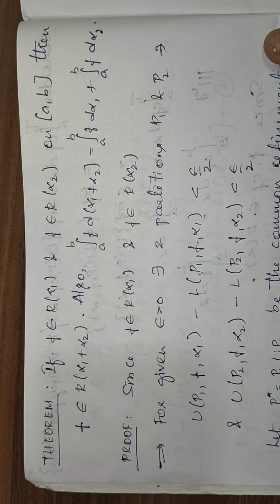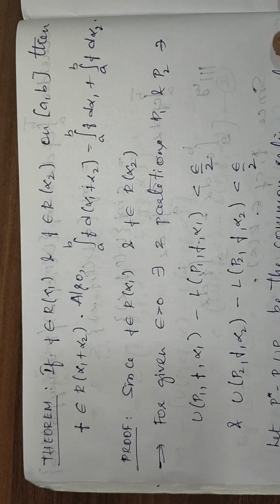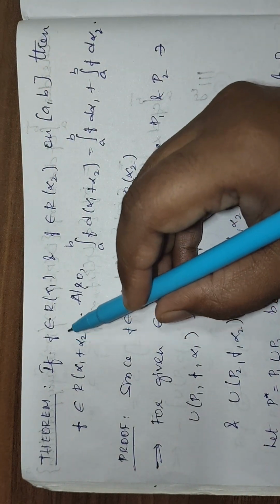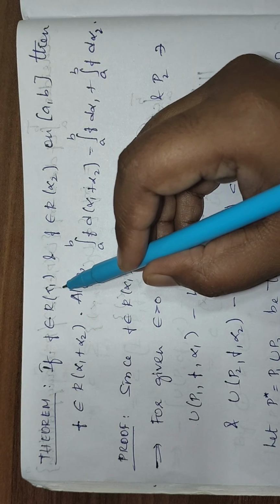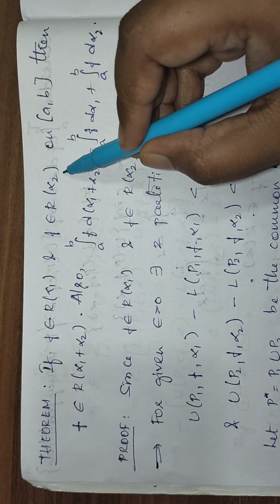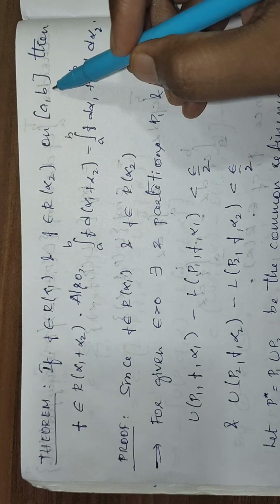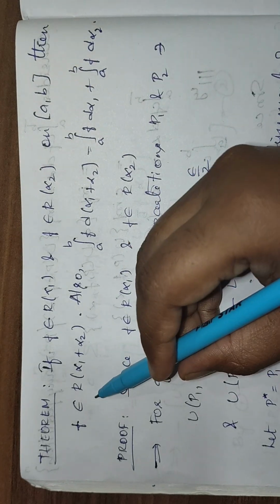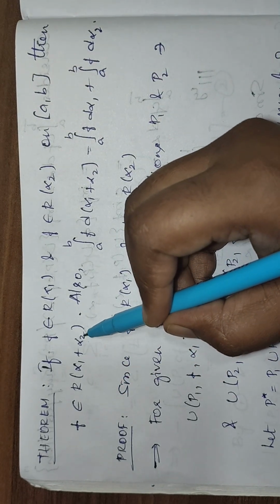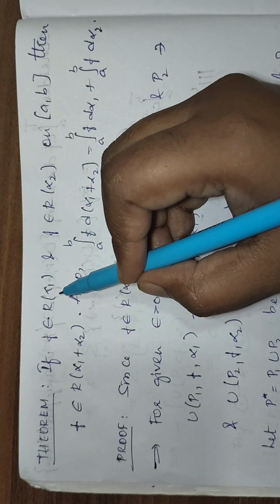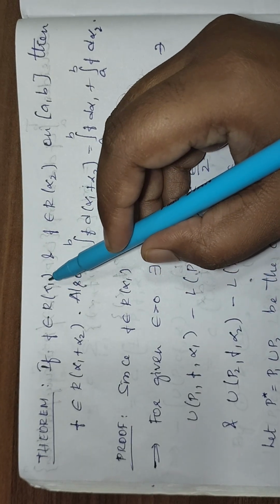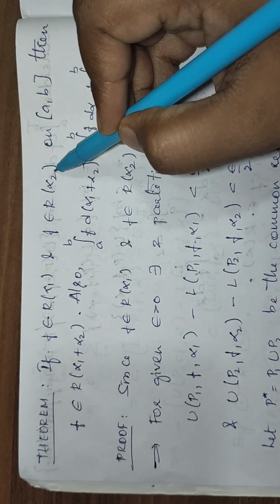Hello students, now let's move on to the next theorem. If f belongs to R of alpha 1 and f belongs to R of alpha 2 on the closed interval [a, b], then f belongs to R of alpha 1 plus alpha 2. So here in this theorem, instead of alpha, we are having alpha 1 and alpha 2.